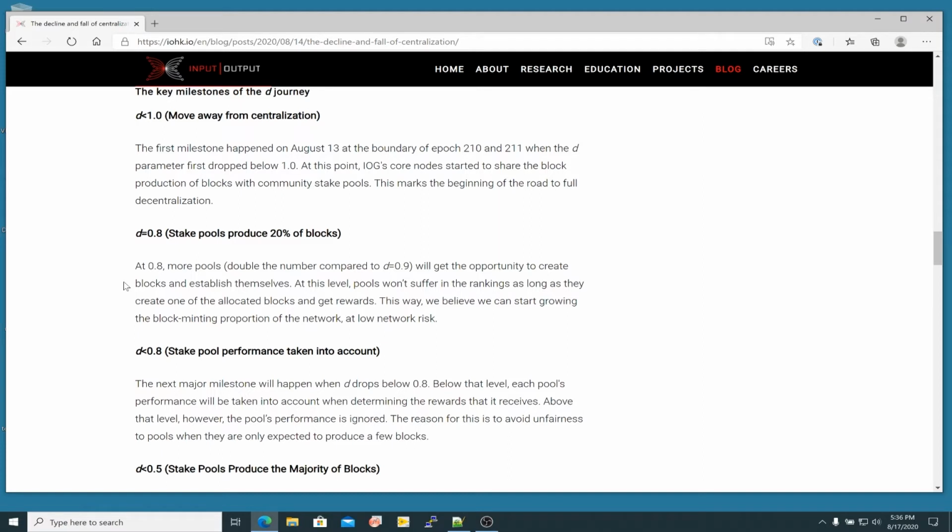So as he writes, at 0.8, more pools, double the number compared to d equals 0.9, will get the opportunity to create blocks and establish themselves. At this level, pools won't suffer in the rankings as long as they create one of the allocated blocks and get rewards. This way, we believe we can start growing the block minting proportion of the network at low network risk. Okay, what is he saying there?